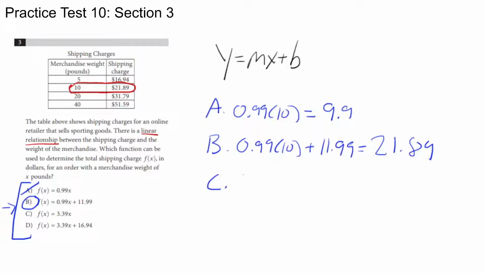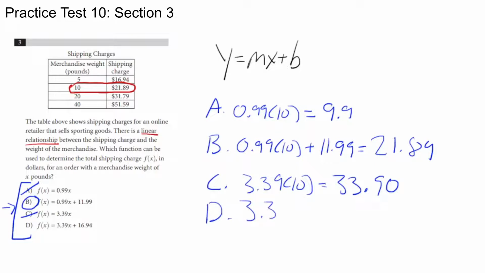So here I'm going to get 33.39 times 10. So that's going to give me 33.90. So that's not what I'm looking for. And then answer choice D, I'm going to have 3.39 times 10 plus 16.94. And that's going to give me 50.84. So I know D is not going to be my answer either.